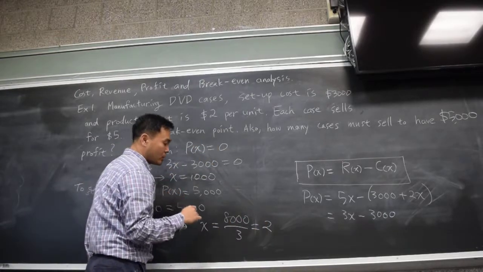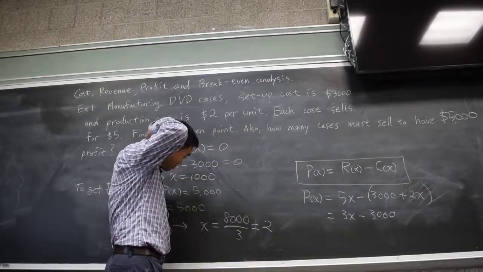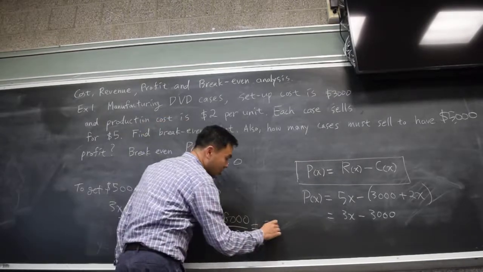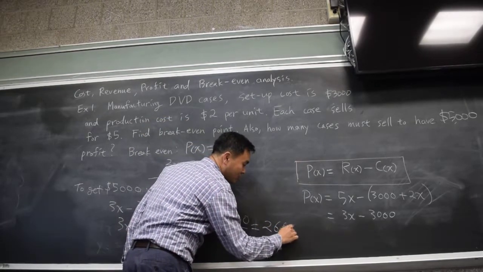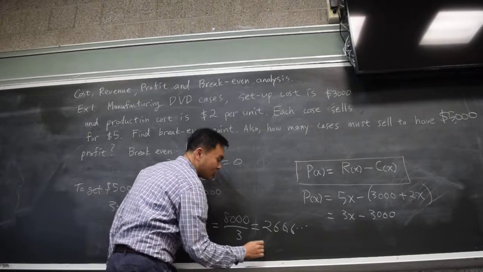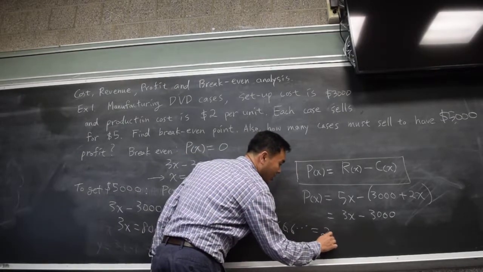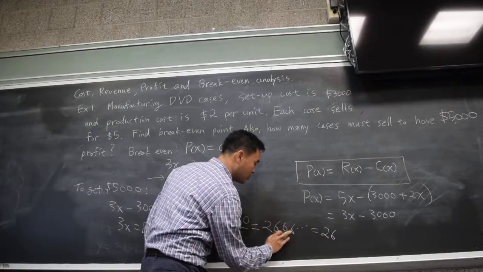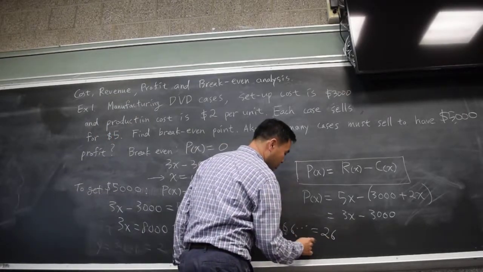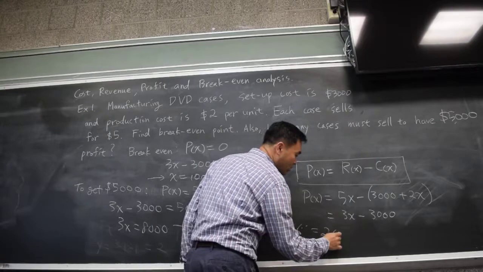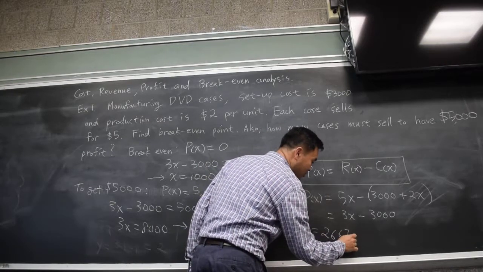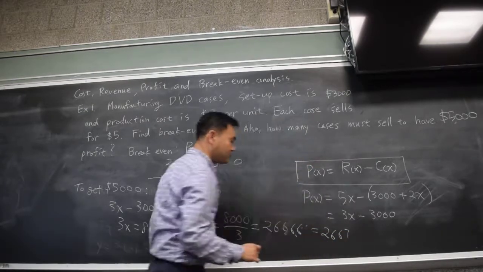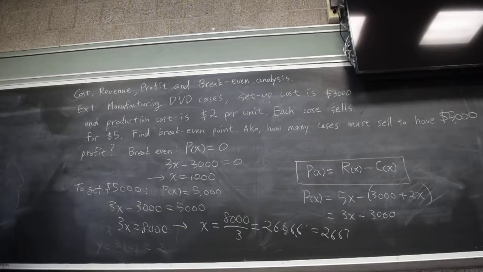2.6666, right? 2,666.6. So you should say you need 2,667 at least. Okay. So you need at least 2,667 cases.